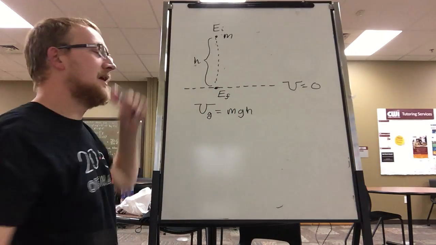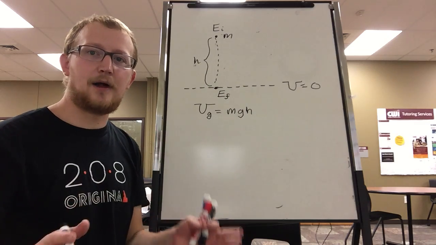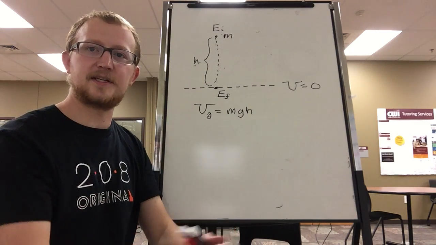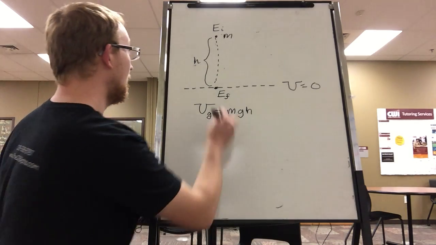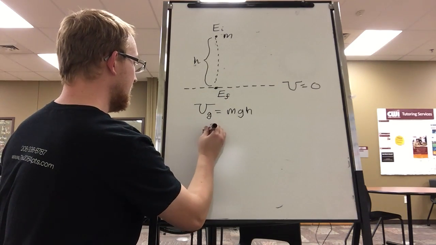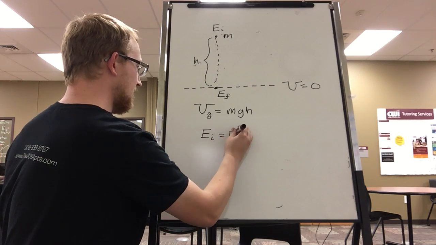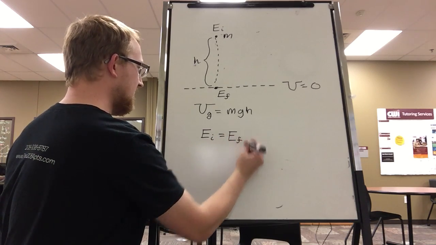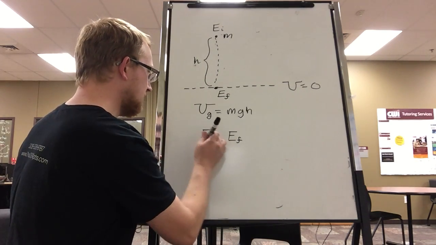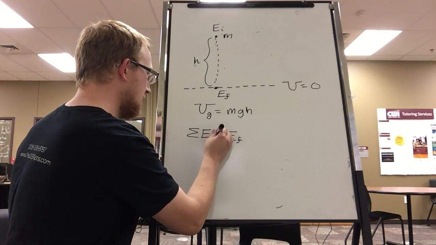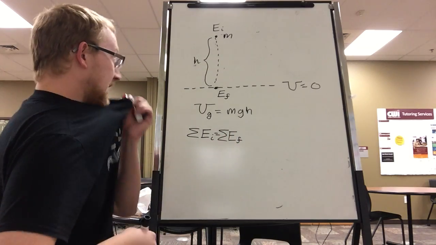And the beauty of the conservation of energy is that in a system without loss, so in other words, we've got no air resistance, no drag, no friction, what we're going to end up seeing is that the energy that the system starts with in a closed system is also the energy that the system ends with. So energy initial equals energy final. I suppose you could write this as a summation, because there's usually going to be more than one kind of energy.